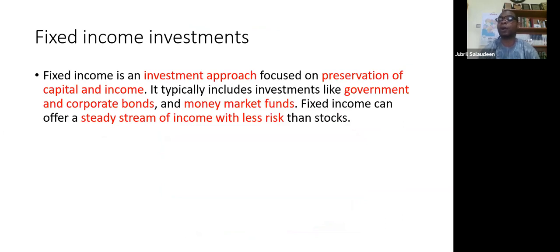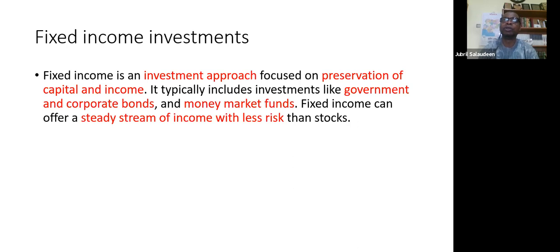So if you have fixed income investment, it means you have some cash which you intend to invest. And the focus is for the preservation of capital and income. Sometimes you want to save your capital. Sometimes you want to have an additional income or you want to save your income. Okay, so for instance, I give you this quick example.